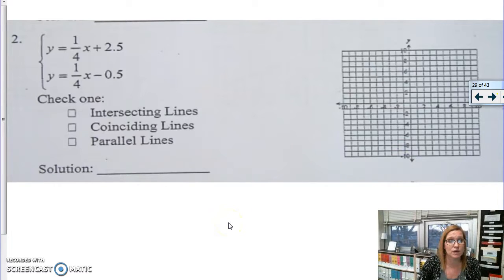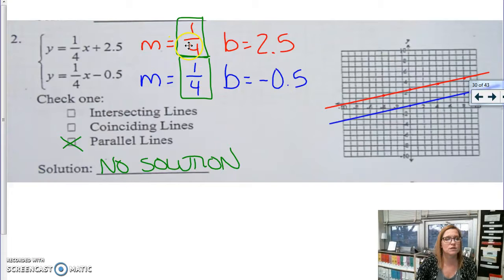Why don't you go ahead and pause the video, check which one you think this is, intersecting, the same lines, or parallel lines, and feel free to graph it to prove your answer. Okay, welcome back. Let's take a look here and see how you did. So first of all, you would notice that the slope is 1/4, the slope is 1/4, same slopes, different y-intercepts. When you graph them, they look like this. They are parallel, so parallel lines is what they are: same slopes, parallel lines, different y-intercepts, no solution at all. And you can prove it here by seeing that they don't intersect.